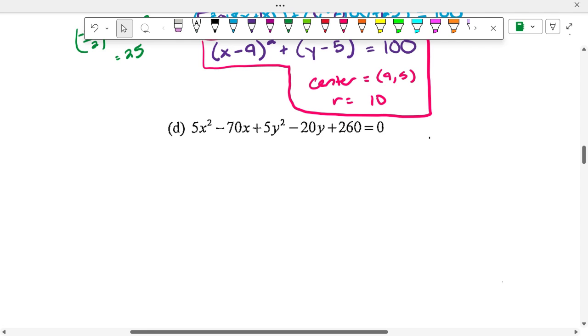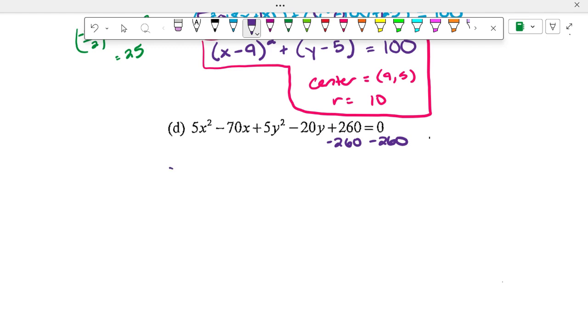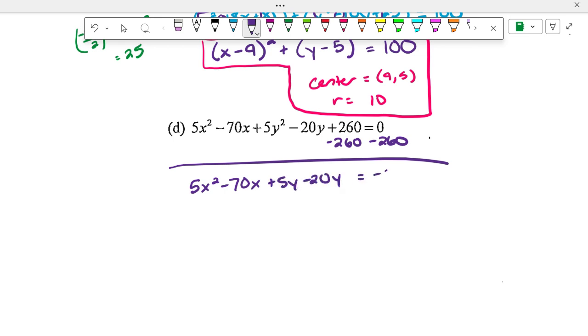So with letter D, first off, are my x's with my x's, my y's with my y's? Yes. Are there any constants I need to move to the other side? 260. How do I move it? Subtract it. So we're going to subtract 260 to the other side. So I have 5x squared minus 70x plus 5y squared minus 20y is equal to negative 260.